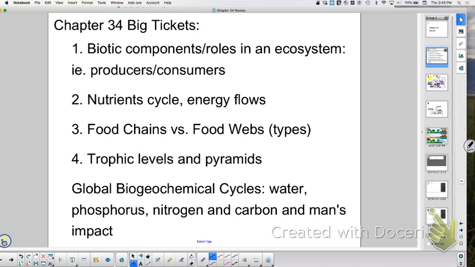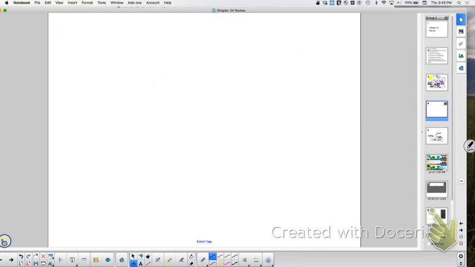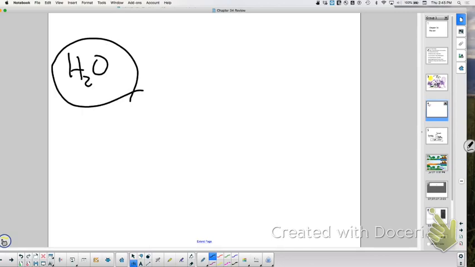Then I will go through and do all the practice questions I have here. So let's hit a biogeochemical cycle. Why don't we start with the water cycle? What are some key words we need to know about the water cycle? Condensation. What is that? That's when water evaporates and it condenses in the air. Yes. Okay. So what else?